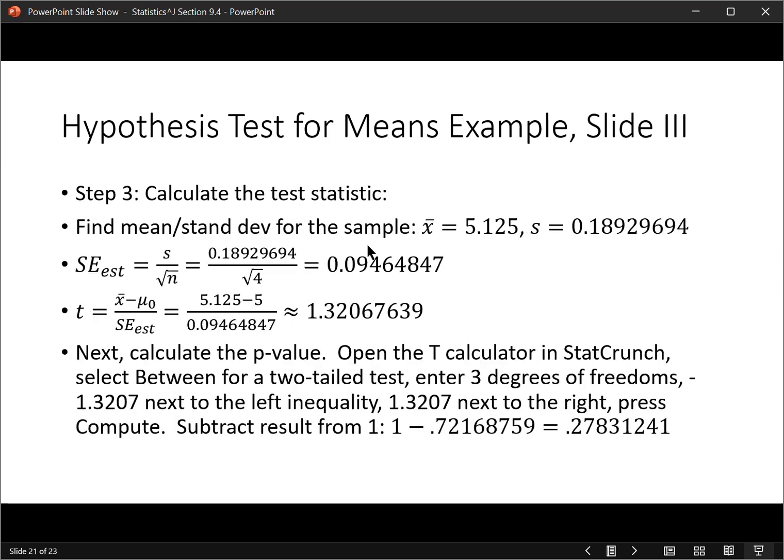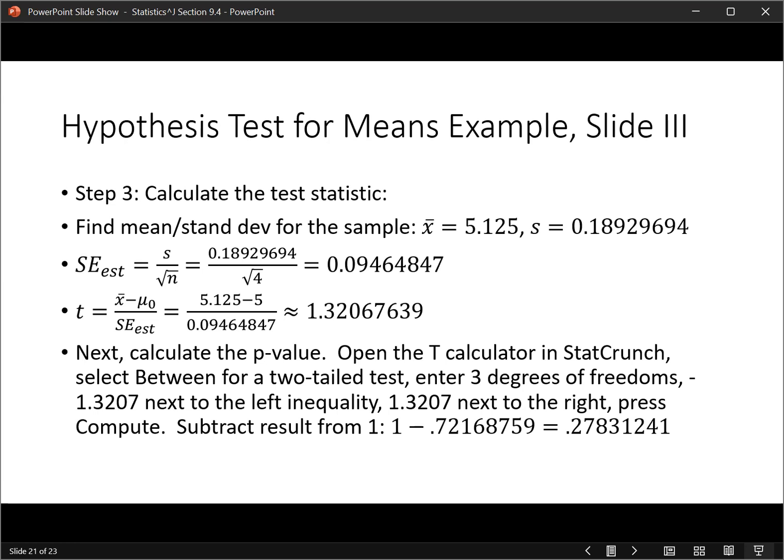Calculate the test statistic. If you're going to go through and do this, if they don't give you the mean and the standard deviation for the sample, then that means that you need to calculate it yourself. That's an important thing that could trip you up when you're doing problems on the homework: you get there and you're like, what's the sample mean and standard deviation?